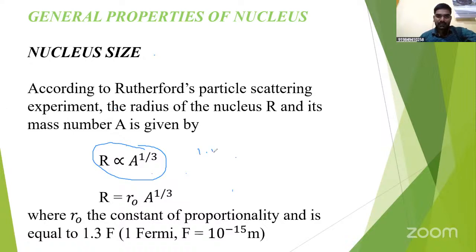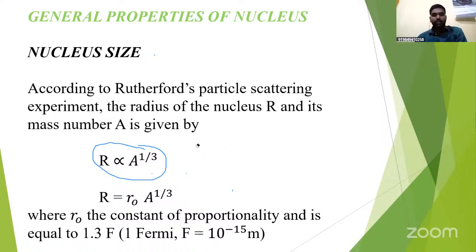If you want to find the size of any element's nucleus, you can find it by using this formula. The R naught value will be a constant, that is 1.4 into 10 power minus 15 meters, which is nothing but nearly 1.3 Fermi. So this is the value of R naught.